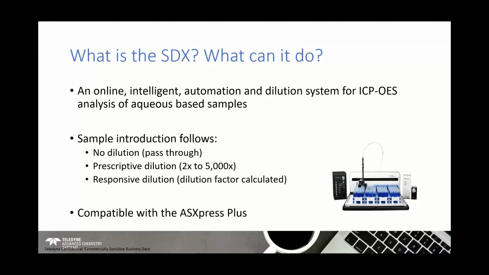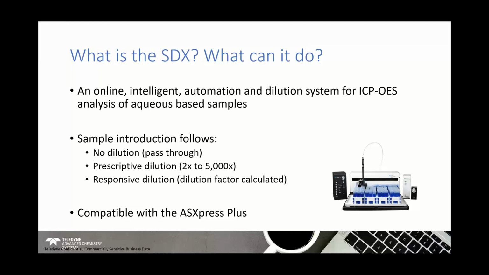Then we can use a prescriptive dilution process. That process can be for our unknown samples, and we can apply various dilution factors between 2-fold and 5,000-fold, and then introduce them after they've been diluted to our ICP system. We can apply that prescriptive dilution and those specific dilution factors as well to our calibration standards, all of which will need a different level of dilution from a multi-element stock.